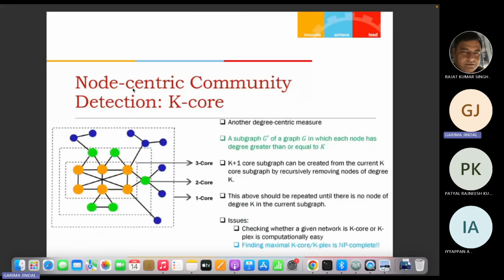Then there was this core definition. In the core definition, first we remove all the nodes that have degree 1. And then we keep on increasing this k value, or the degree value, in order to remove nodes. Based on that, we identify the communities.